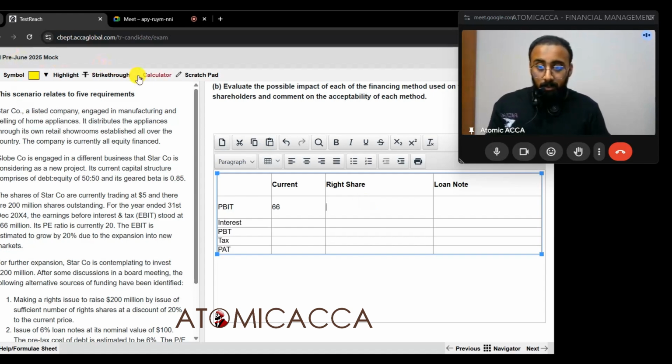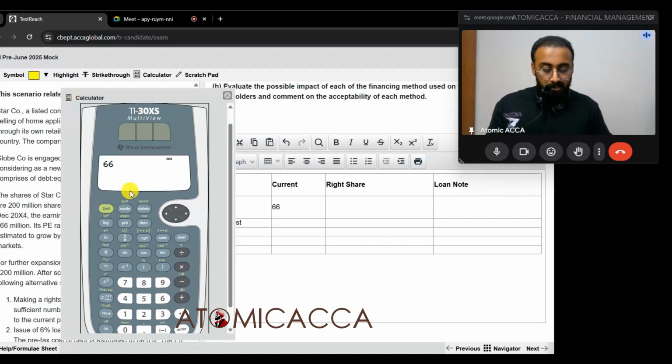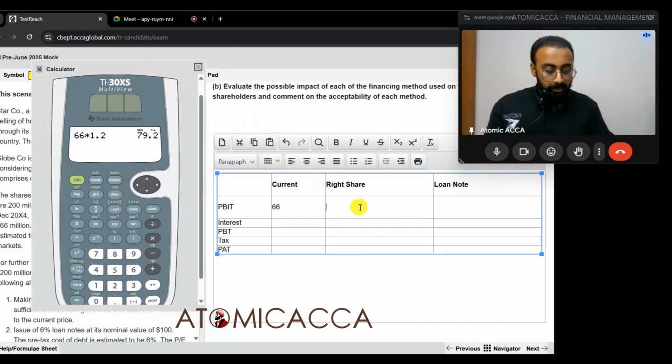That will be equal to, we'll use the calculator here, 66 million into 20% growth, meaning into 1.2. That will be equal to 79.2, correct? Yes. So that will be 79.2 here. Regardless of how I expand, I'll still have 79.2 as my PBIT. Next thing, interest. Currently, the company is all equity financed, so I'm not paying interest.